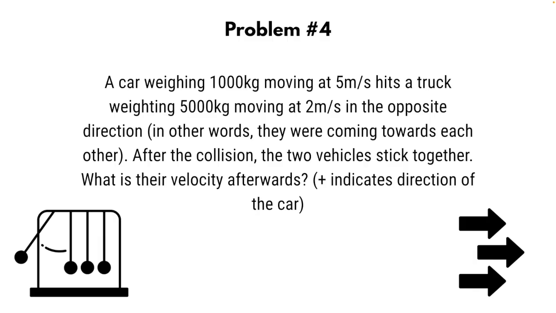Okay, so we got another problem. A car weighing 1,000 kilograms moving at 5 meters per second hits a truck weighing 5,000 kilograms moving at 2 meters per second in the opposite direction. In other words, they were coming towards each other. After the collision, the two vehicles stick together. So what's their velocity going to be afterwards, where positive is the direction of the car?